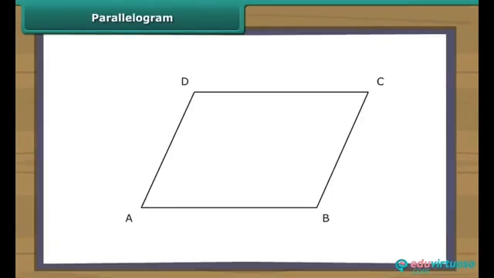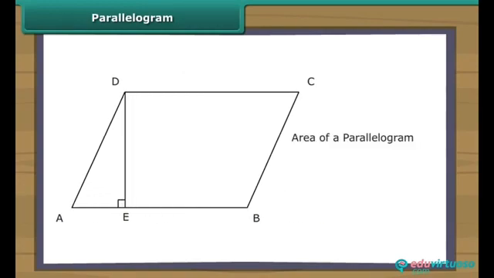Parallelogram. Students, see the following figure. Can you name the figure? It is parallelogram. A parallelogram is a four-sided closed figure having opposite sides parallel to each other. Can we find the area of this figure? Yes, by using the formula for the area of parallelogram. For this you require the measures of base and distance between corresponding parallel sides. Area of a parallelogram is the product of its base and the distance between the parallel sides. That is, height of parallelogram.